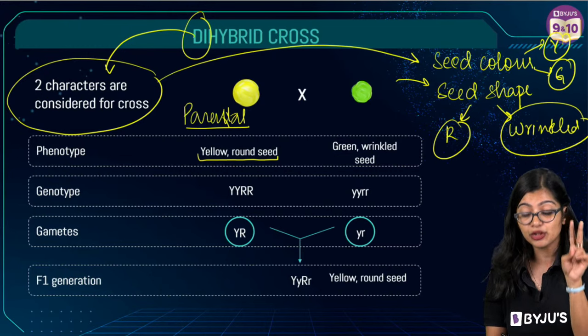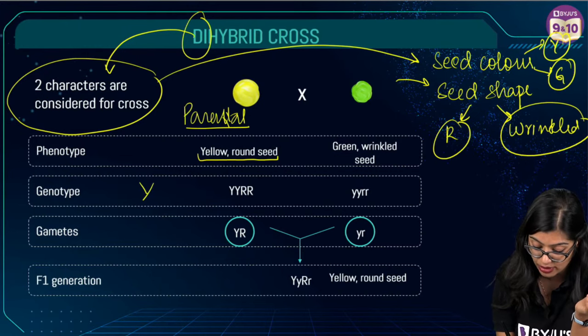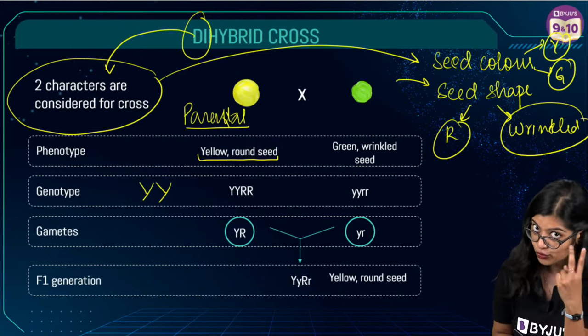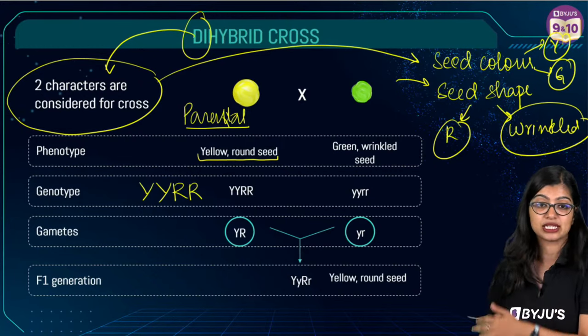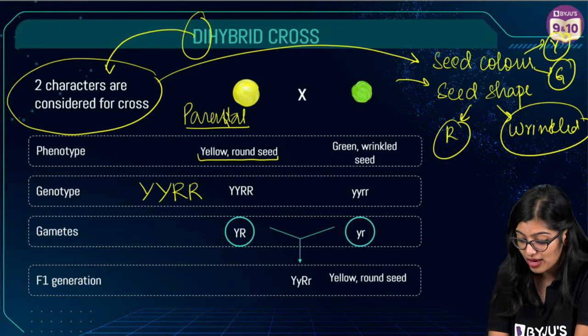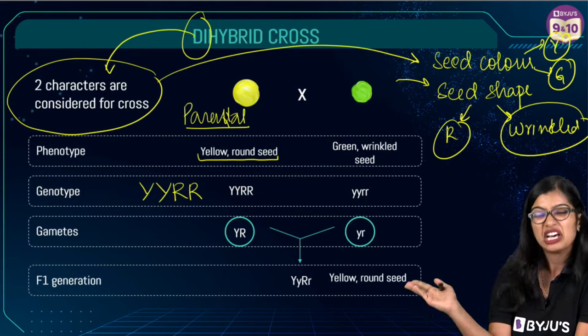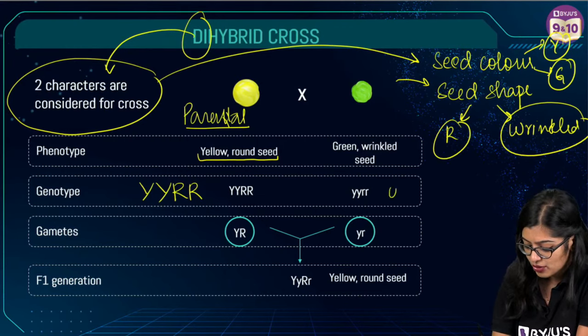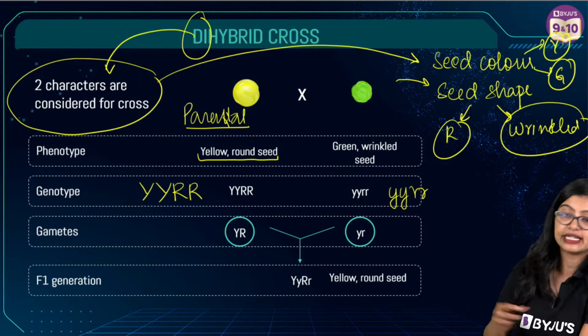Now, we are considering two characters. So for yellow color, you will write capital Y, capital Y. So that is for one pair. And then you will have round, which is capital R, capital R. But on the other hand, you have green and wrinkled seed, right? Now, green is recessive trait. Wrinkled is also recessive trait. So, you have small y, small y, small r, small r. Now, at all times, you need to consider this.